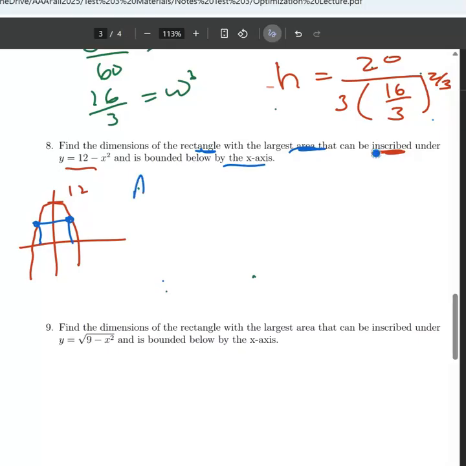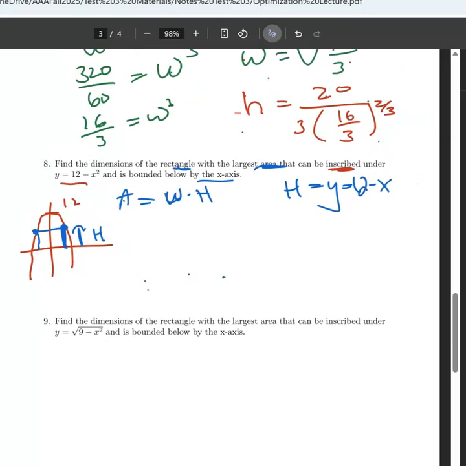Okay. So I know the area of a rectangle is length times height, right? So I'll say width times height. Height, well, that is h. Doesn't that y value give me the height? Okay, so height is equal to the y value, and isn't that 12 minus x squared? It is. Okay, so 12 minus x squared is the height.